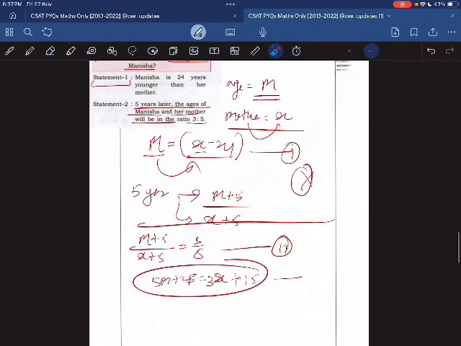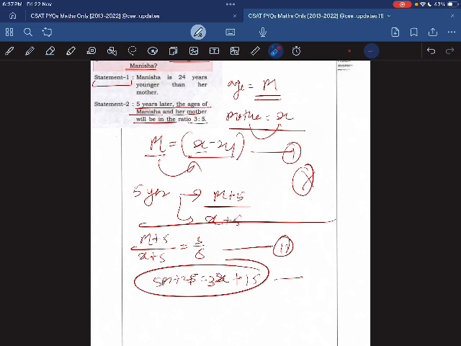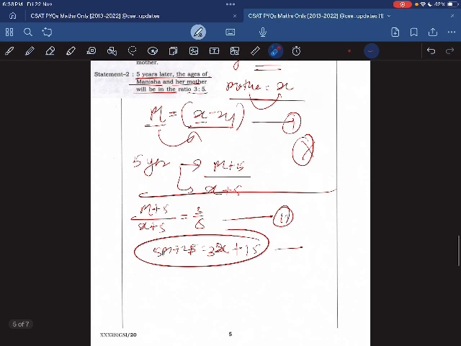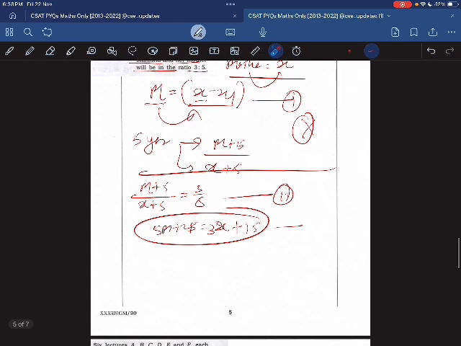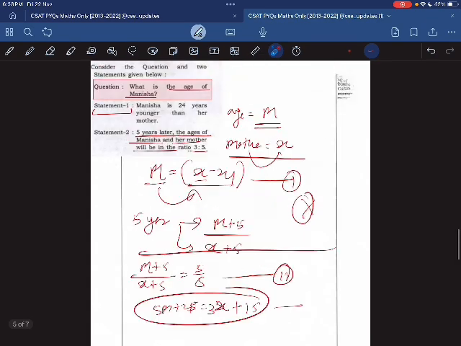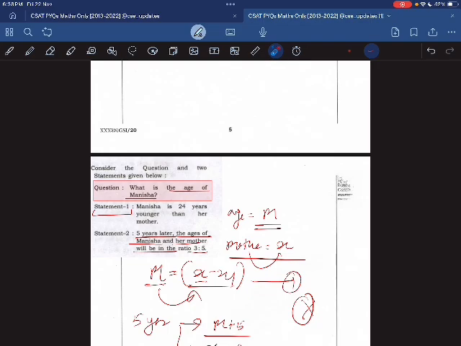Okay, so we have statement 1, which says that Manisha is 24 years younger than her mother. From this statement we get the equation M equal to X minus 24, and from the second statement we get the second equation, which is 5M plus 25 equal to 3X plus 15, which we can further solve as well. So we have two equations and two variables, and by the rule of mathematics we can solve these equations and get both variables. So now we can get the solution using statement 1 and statement 2 both.